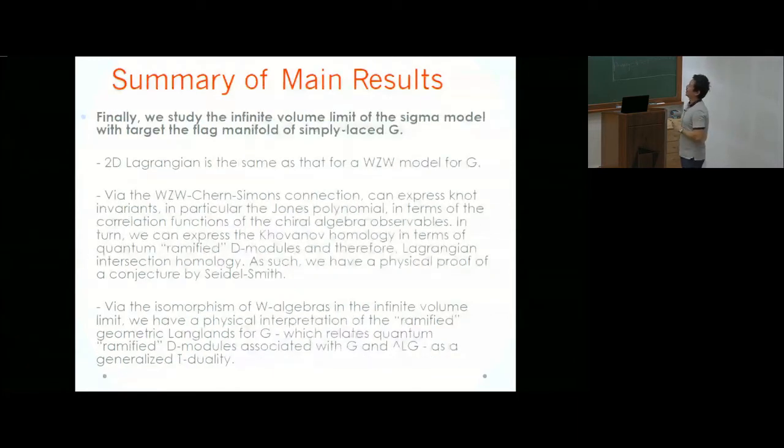Okay, right. And then we continue to see the connections to knots. In the infinite volume limit, the nice thing is that we realize that the 2D Lagrangian can exactly be rewritten as a WZW model for G, compact G. And through the connections of WZW with Chern-Simons and with knots, we can connect the correlation functions, and therefore the D modules, to the knots. And then we can say things about the knots and its connection to Langlands from the T-duality that we have of the W algebras on the worksheet.